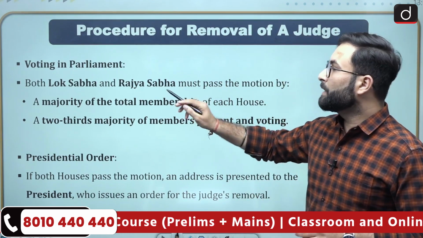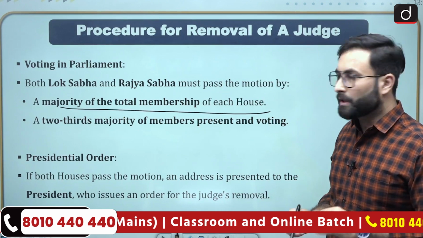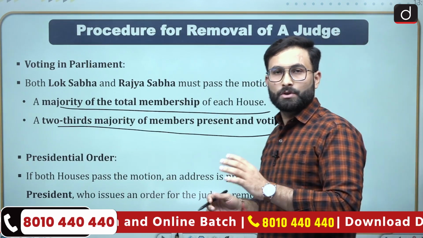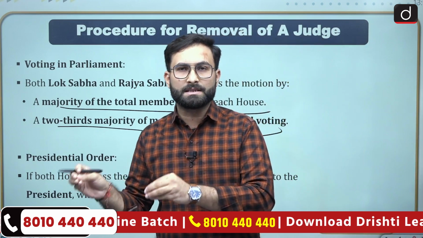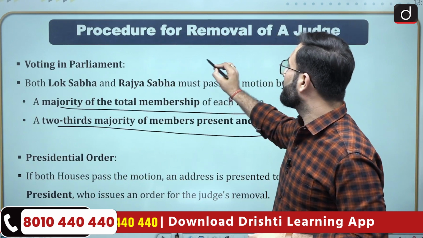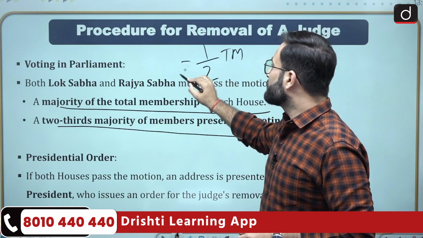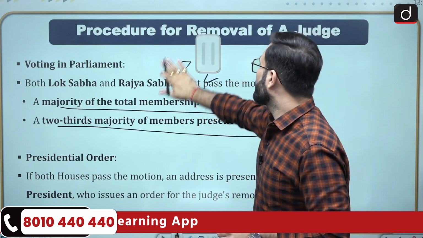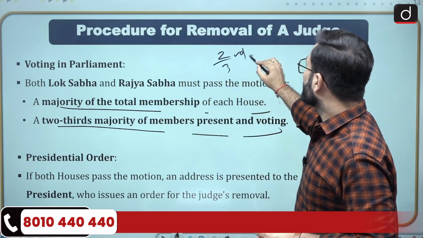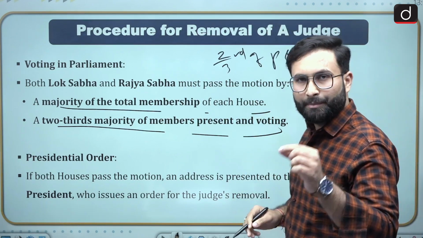Okay. Here you will be requiring a majority, that is a majority of the total membership of each house. And then a 2/3 majority of the members who are present and voting. So basically, you will be separately passing this motion in the parliament. One, you will be taking the majority of the total membership, let's say this is the total membership, you will be going for more than half of that. That is the 50% majority. Then second is 2/3 of the members who are present and voting at that particular point of time.